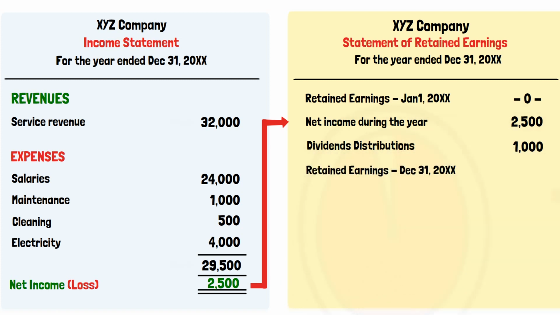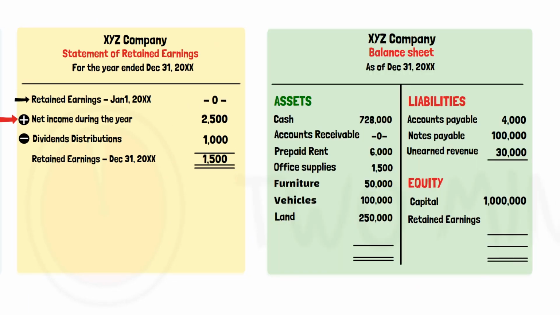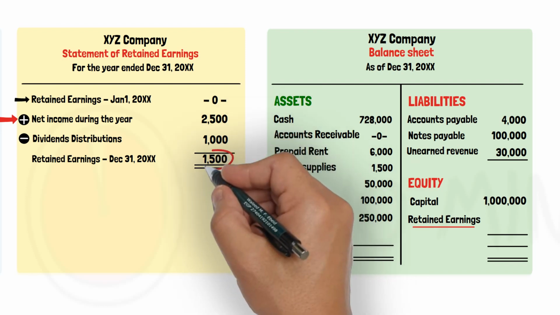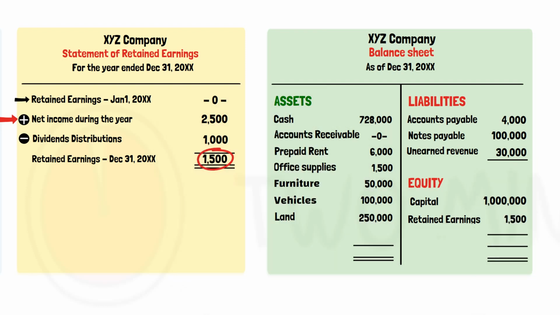The ending balance for retained earnings is the beginning balance, plus net income during the year, less the dividend distributions during the year, and we get 1,500. The balance sheet has a line item in the equity section for retained earnings, so let us take the ending balance for retained earnings from the statement of retained earnings to the equity section in the balance sheet.